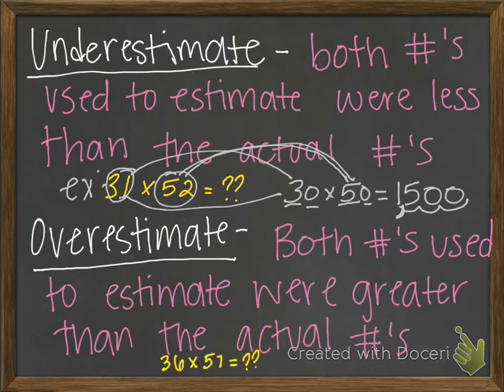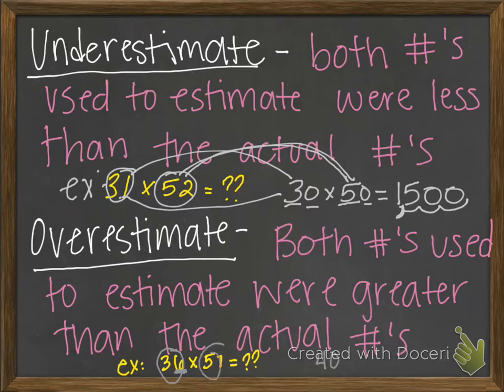An overestimate is both numbers used to estimate were greater than the actual numbers. So here are my actual numbers in my example: 36 times 57. And like I said, it's kind of hard to do in my head, so I'm going to go ahead and estimate. So I asked myself, is 36 closer to 30 or 40? Well, the number in the 1 spot is 5 or more, so I would add 1 more over to my 10 spot, which I would get 40.